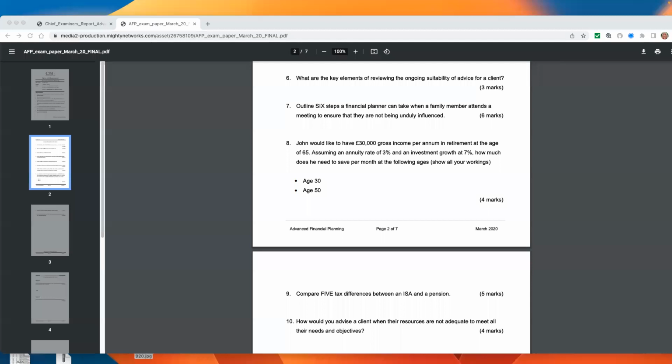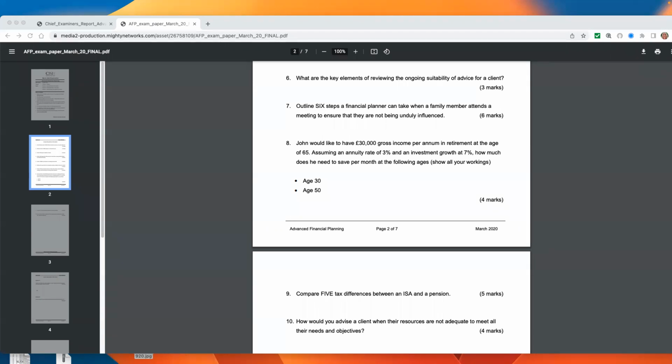So this is question 8 from the March 2020 exam paper. And you can see here it says John would like to have £30,000 gross income per annum in retirement at the age of 65. Assuming an annuity rate of 3% and an investment growth rate of 7%, how much does he need to save per month at the following ages? Show all your workings.